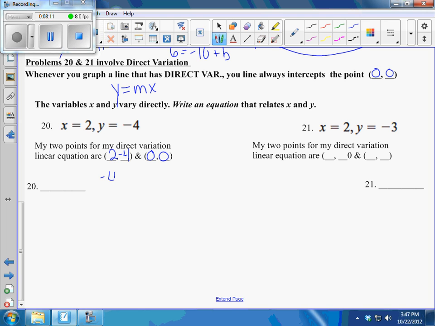And since they say it's direct variation, the other point is 0, 0. So I can still subtract my y's and my x's and get my slope. And now that's all I need. I'm done. Y equals -2x. However, there is a faster way.